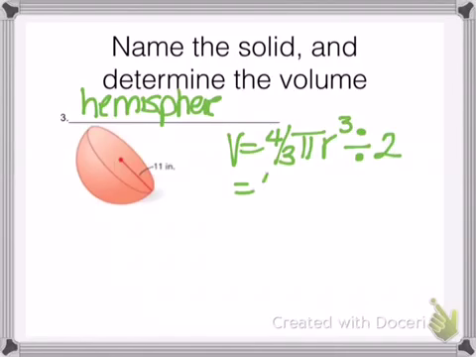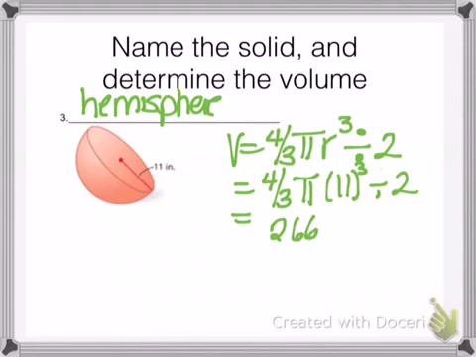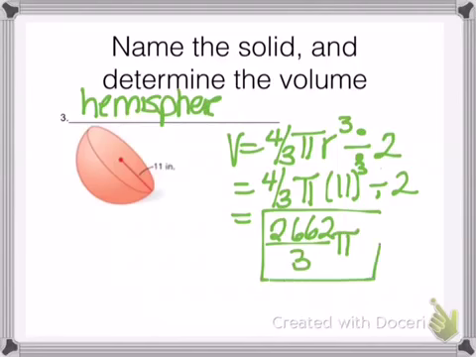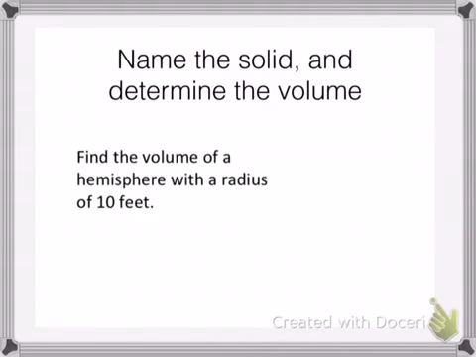So to determine the volume, I'm going to substitute in the value of the radius, which in this case is 11 to the third power, divided by 2. And then to find my volume, all I've got to do is put that in the calculator. So I'd say 4/3 times pi times 11 to the third power, and all that divided by 2. And that gives me 2,662 over 3 pi is the volume of this hemisphere. You do the same thing on this one.